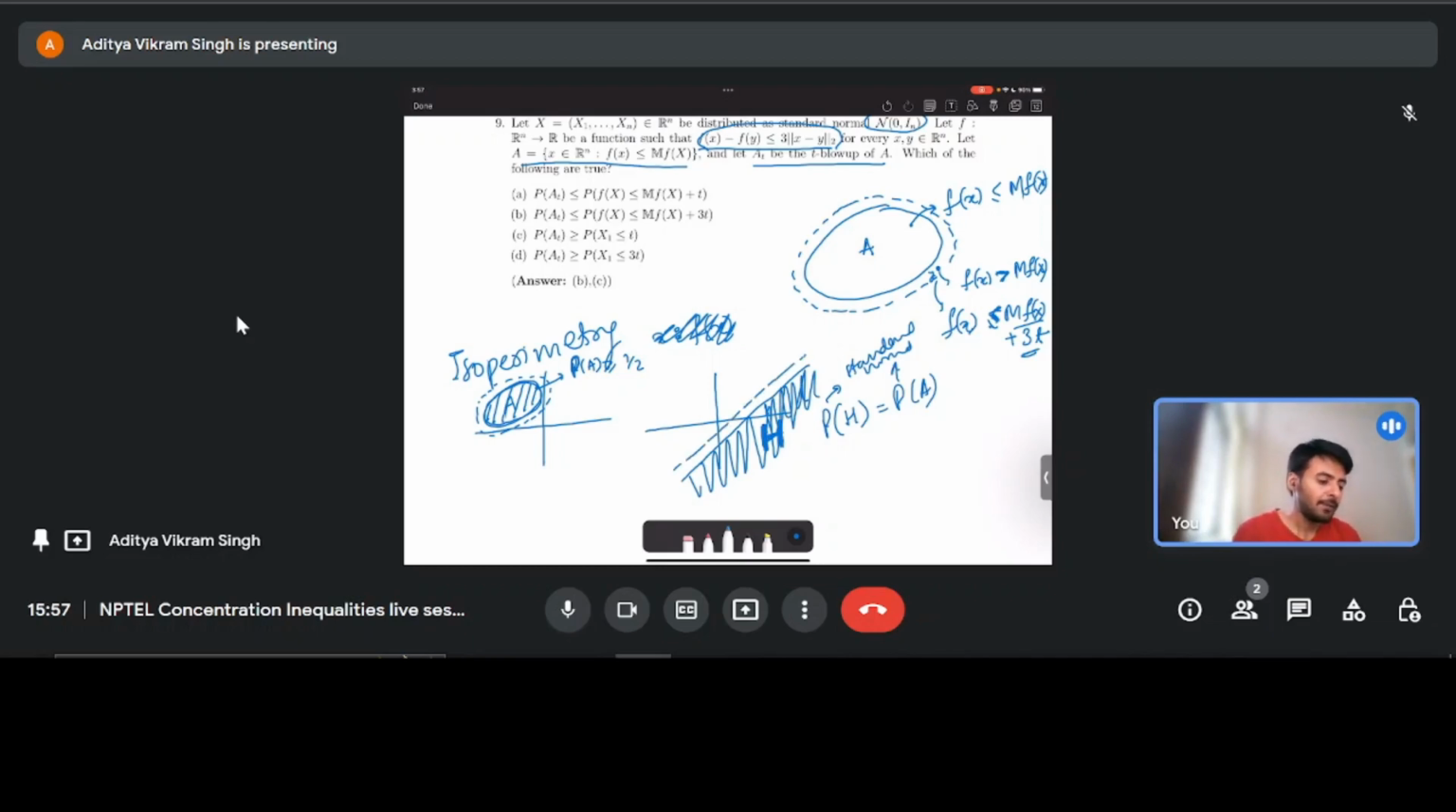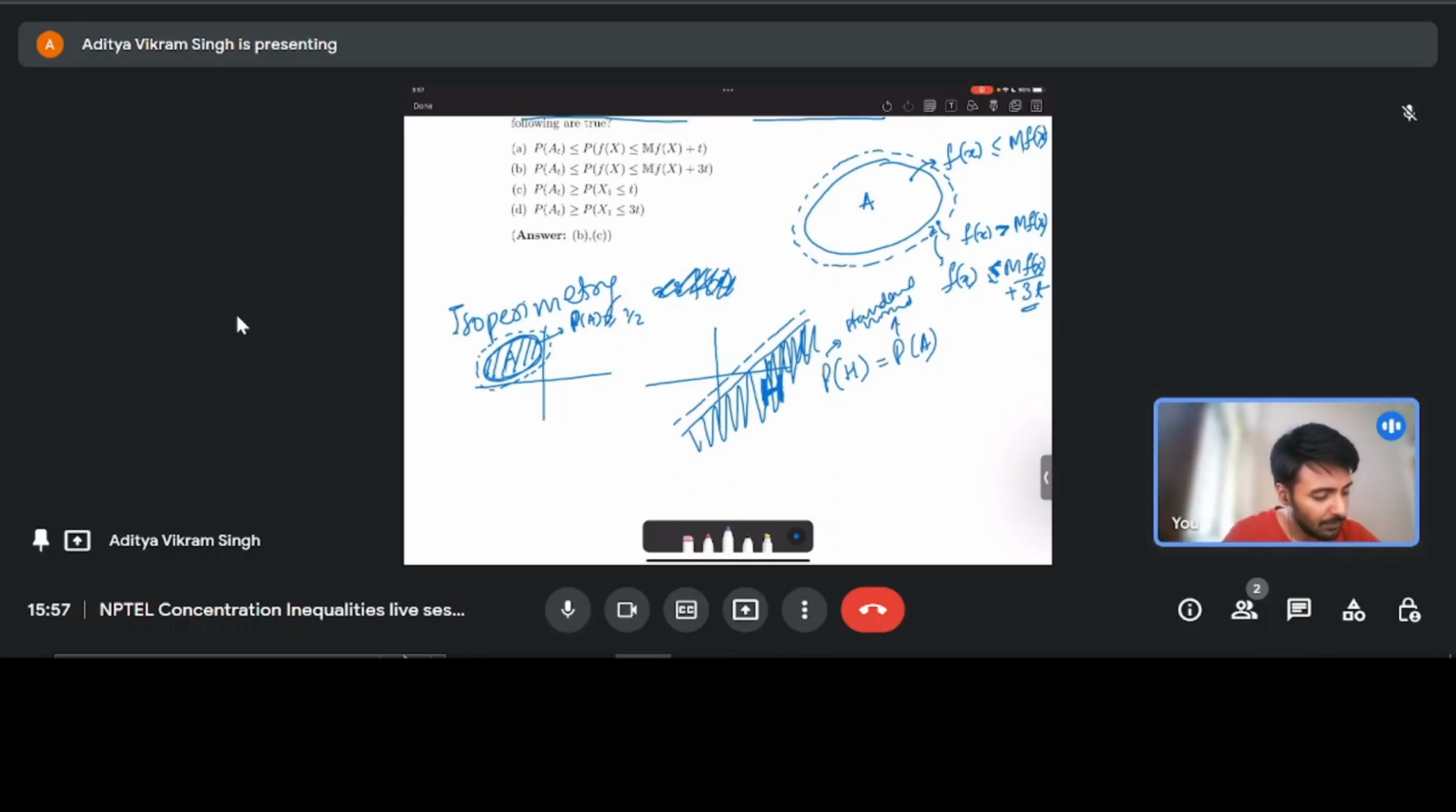Then what isoperimetry says is that the T blow up of the half space is the smallest among all the sets A with the same probability as this half space. Suppose this T blow up is HT, and here the T blow up is AT. So what we are saying is that the probability of AT would be at least the probability of HT. So the half space has the smallest surface area.